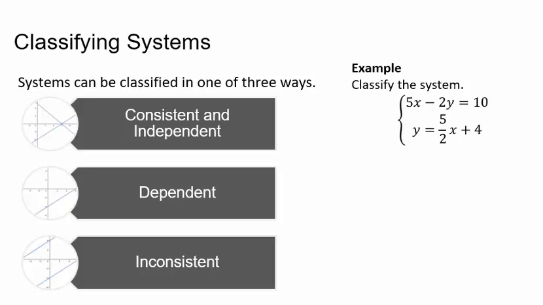Well, we have different kinds of systems of equations. And the first kind, which is what we just saw, would be a system that is consistent and independent. So if you see the lines intersect one time for a linear system, there is one solution.